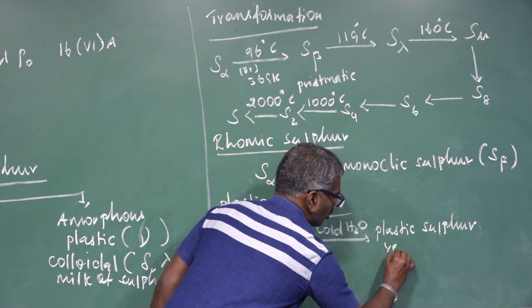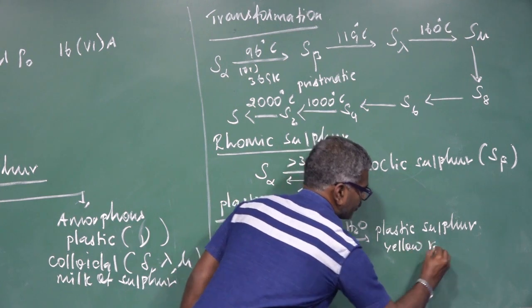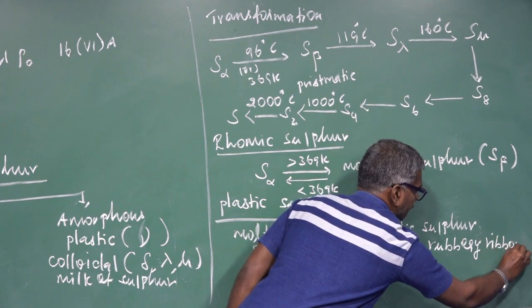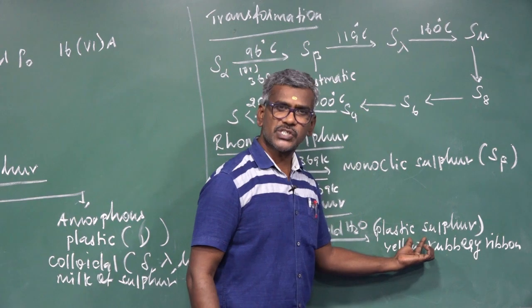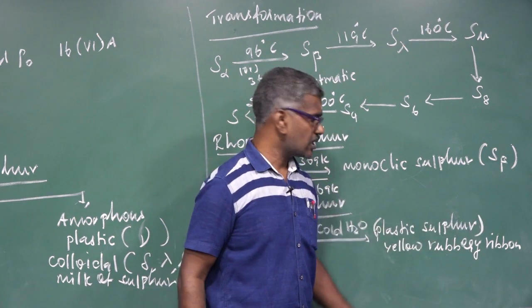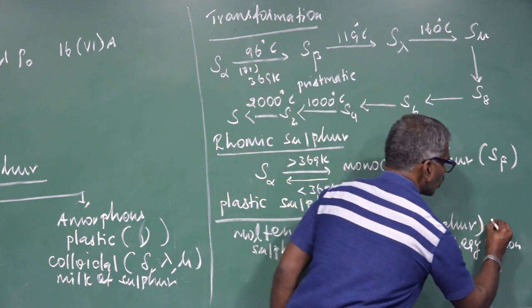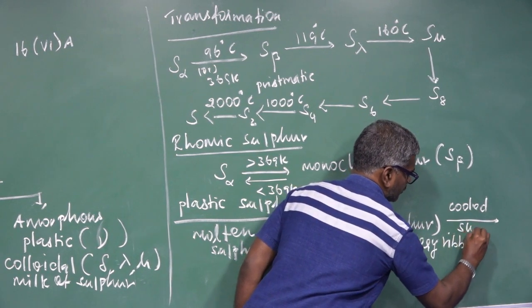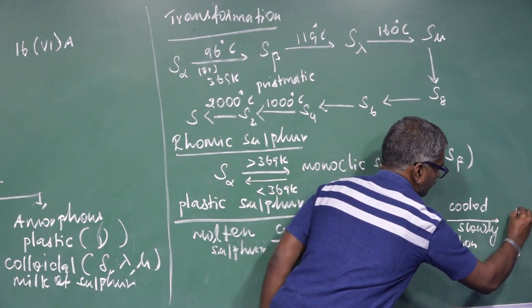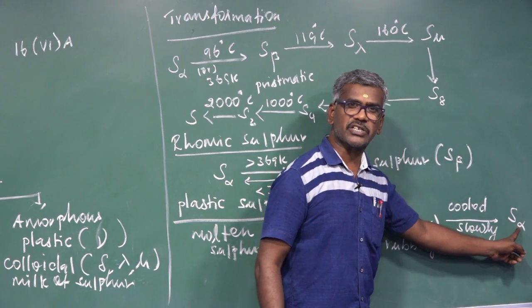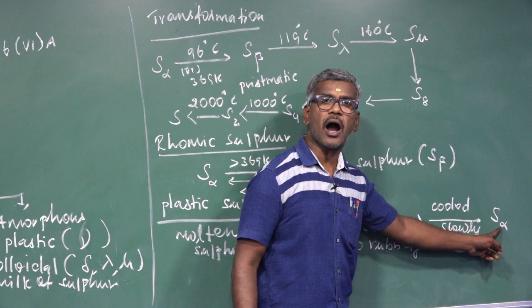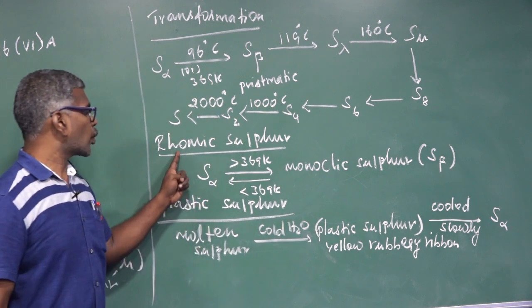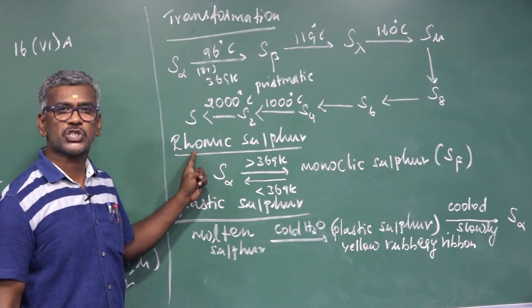That is a yellow rubbery ribbon. It is soft and stretches easily. This further slowly cooled forms alpha sulfur. Alpha sulfur is nothing but rhombic sulfur. It is hard and stable at room temperature. Among all the sulfurs, rhombic sulfur is stable at room temperature and pressure.